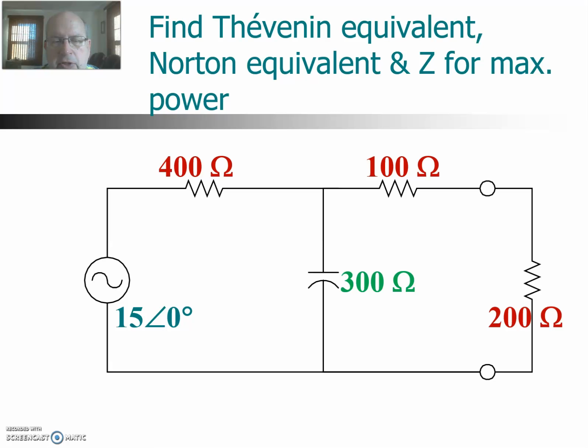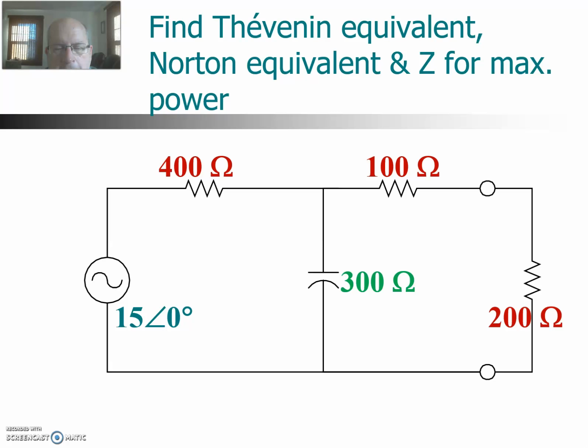So let's say we have this circuit and we want to find the Thevenin equivalent. Notice first off that the capacitor, we've already converted to capacitive reactance. So we've skipped that first step of converting from capacitance to capacitive reactance, and that's what's given here. We want to find the Thevenin equivalent of this circuit, and once we do that, we'll find the Norton equivalent and the impedance for maximum power transfer.